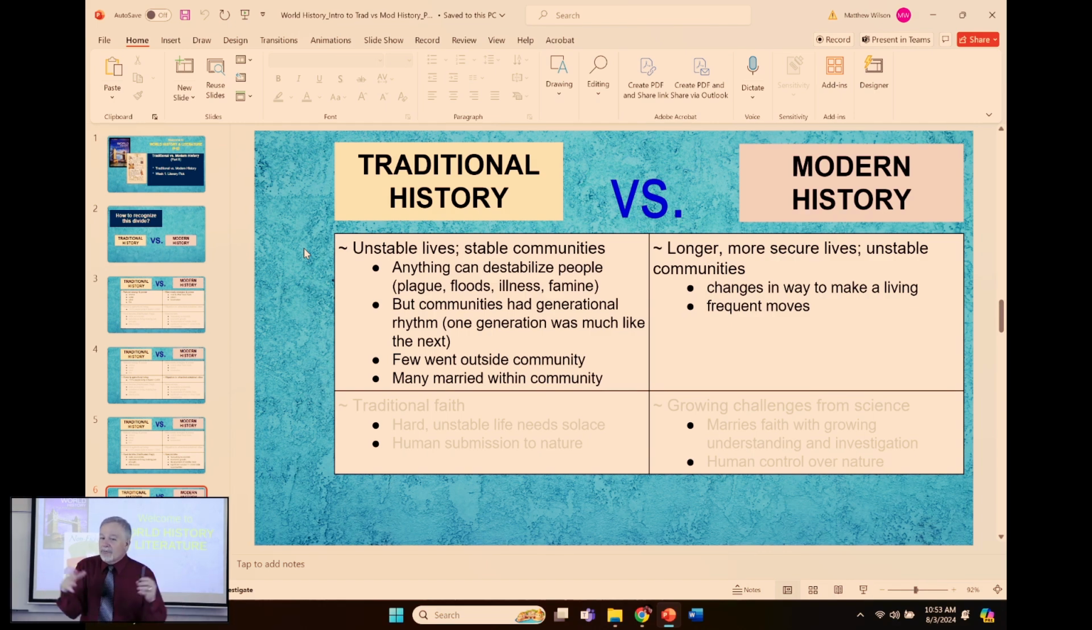But your community, the people that you grew up with, are the same people that you grew up with. You were born there, you were raised there, and you married there, had kids there, and died there. It's a very stable sort of community. You didn't go outside the community, you stayed within it. Whereas in modern history, now people are scattering, they're moving outside, people are coming and going into this village. Now you had a longer, more secure life, a better life, but communities were disrupted.